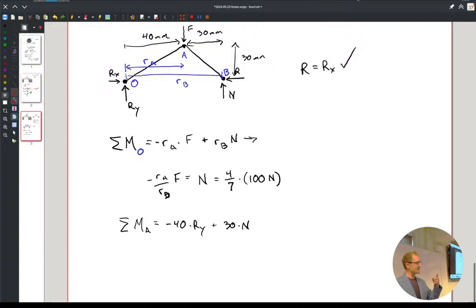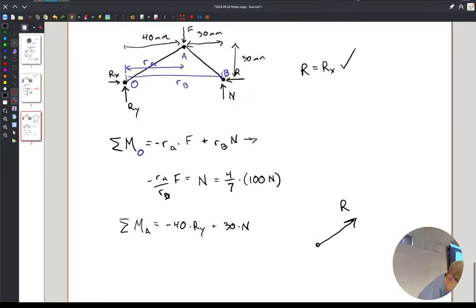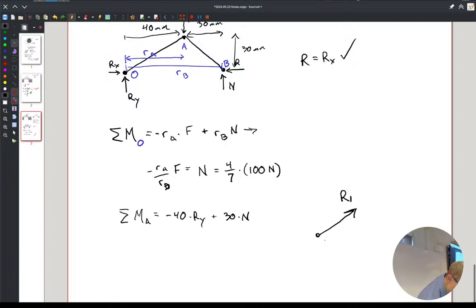So in this case, the linkage is carrying the load through the bar itself, right? The entire force vector has to go through that bar. So we could use that information and say, here, I'm going to say this. Call it an R1 for link 1.